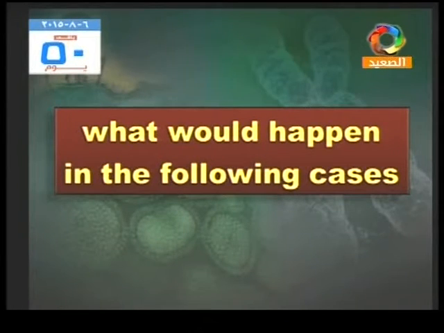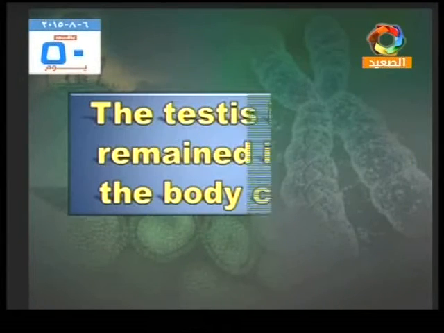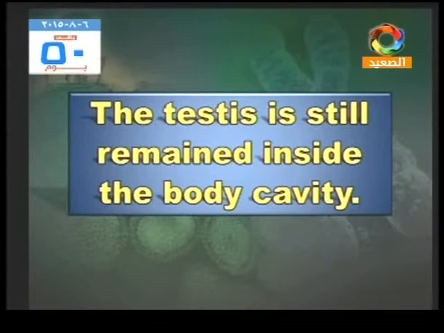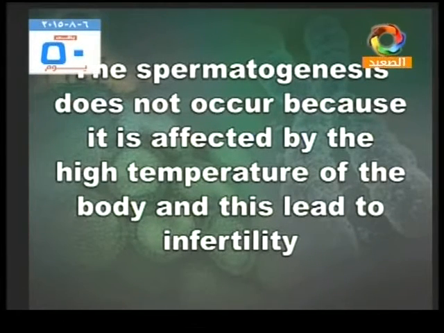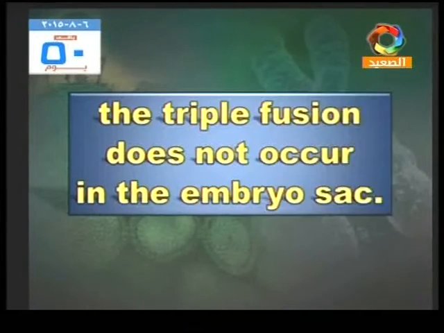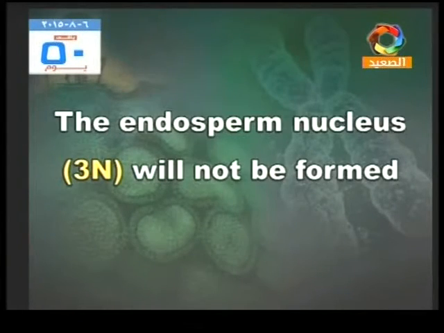Question 3. What would happen in the following cases? The testis still remains inside the body cavity. Spermatogenesis does not occur because it is affected by the high temperature of the body, and this leads to infertility. Second, the triple fusion does not occur in the embryo sac. Yes, the endosperm nucleus 3N will not be formed.